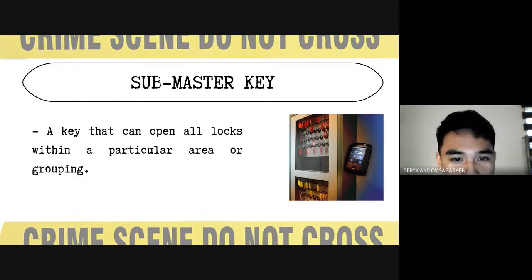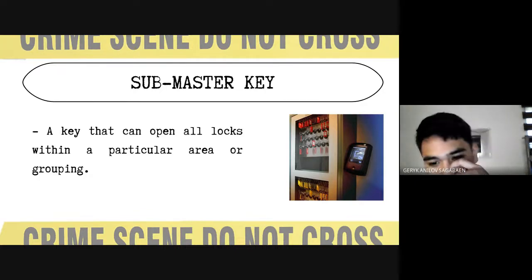Next, the submaster key, a key that can open all locks within a particular area or grouping. It will open only one set of locks, and the locks opened by a submaster key can also be opened with the use of master keys and the levels above that rank.